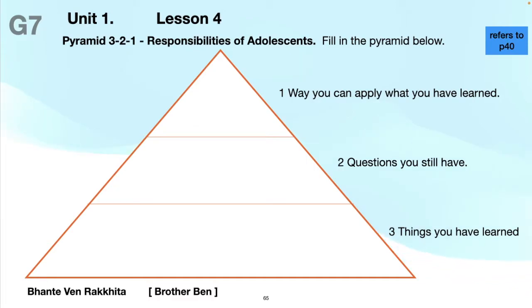So here's that pyramid, the 3, 2, 1 pyramid. 3 at the bottom, 2 things, and then 1 thing. So you can screenshot that as a way to do it. That would probably be the most sensible option. And then add your 3 things you have learned in the bottom, 2 questions you still have in the middle, and 1 way you can apply what you've learned up at the top.